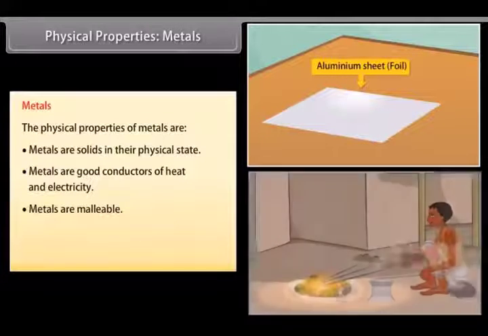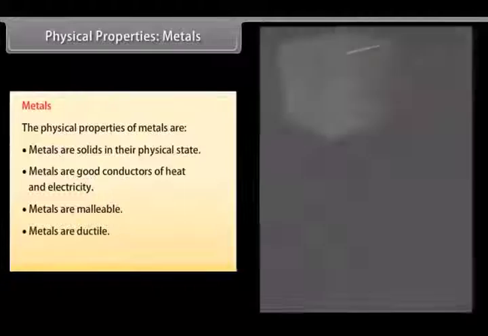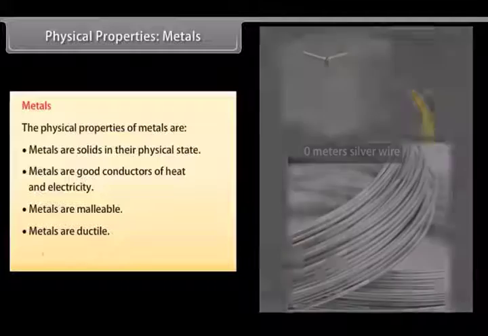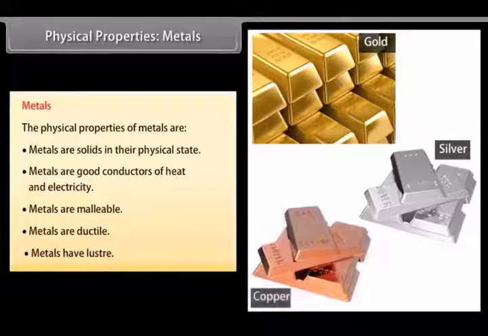For example, iron is heated and then hammered into different forms, foils, shapes, etc. Ductile. Metals can be drawn into wires. For example, 100 gm of silver can be drawn into a thin wire of about 200 meters long. Luster. Metals reflect light from their shiny surface. They can also be polished. For example, gold, silver, and copper are metals with a shiny surface and can be polished.